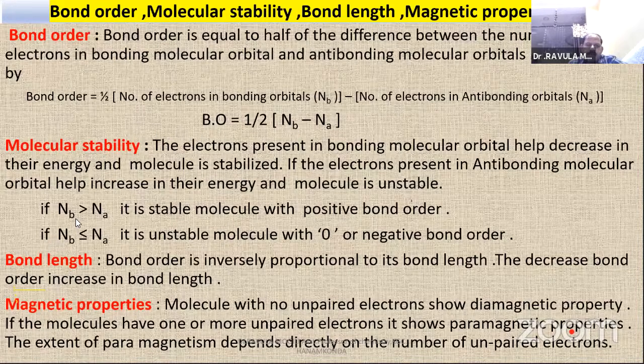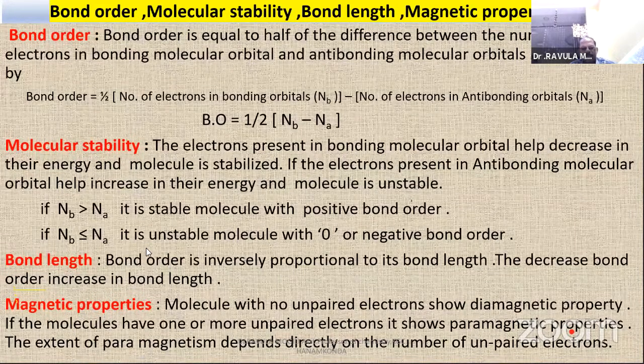Molecular stability: if the number of bonding electrons is greater than anti-bonding electrons, it is a stable molecule with a positive bond order. This is very, very important. If bonding electrons are less than anti-bonding electrons, it is an unstable molecule with zero or negative bond order. If they are equal, it is 0. If bonding is less than anti-bonding, that is a negative bond order.